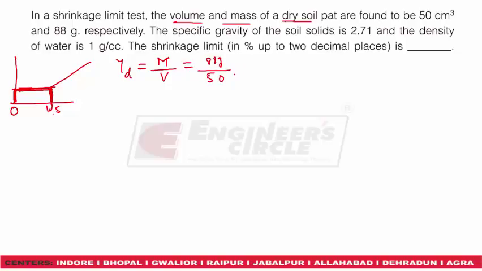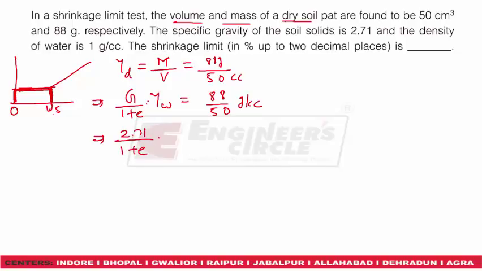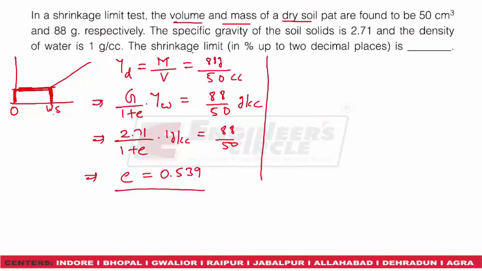Now we know that gamma d is given by G by 1 plus e into gamma w. So this is equal to 88 by 50 gram per cc. Now G is given to us 2.71 by 1 plus e into gamma w is 1 gram per cc. This is equal to 88 by 50. So from here we can calculate e will be equal to 2.71 into 50 divided by 88 minus 1. So it comes out to be 0.539.